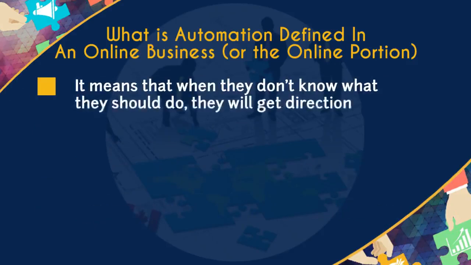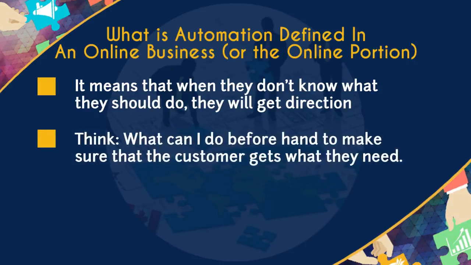It means that if your client or your customer doesn't know what they should do, they get direction. And that does not mean that you can be there 24 hours a day. That's what the online portion of your business is. It means that they get direction when they need it. And again, the way you want to think about this is, what can I do beforehand to make sure the customer gets what they need, right? What can I do ahead of time? We're going to talk about some of those things in this session.